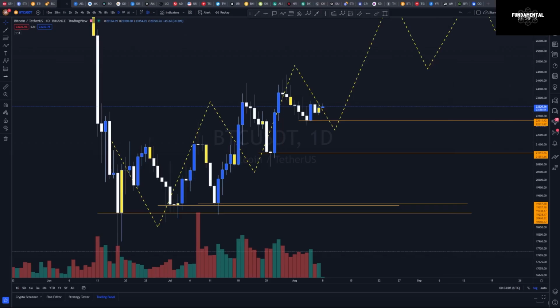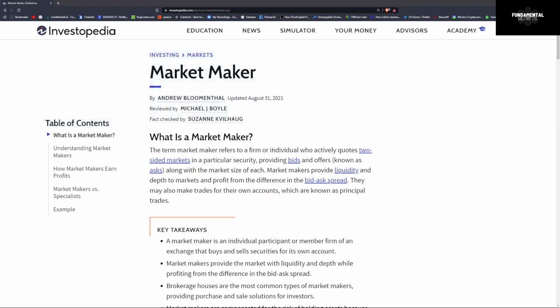All right, let's move into market makers. So again, I go to Investopedia a lot to find definitions, and then I give you a simplistic breakdown of each scenario to show you, hey, let's discuss what they mean by this, right?